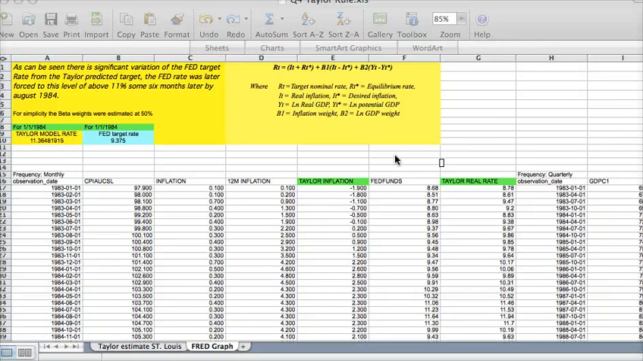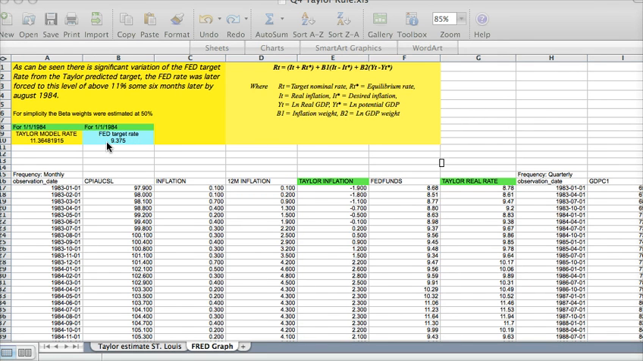This Excel sheet is attached to question 4 for the estimation of the Taylor rule for the St. Louis Fed in America. For the first part of this question, for the Excel sheet, we've used simple coefficients to go with inflation and the natural log of GDP. For this model, using these coefficients, our Taylor model estimated a rate of 11.36%, which is in comparison to the actual Fed target rate set for the 1st of January 1984, which was 9.375%.